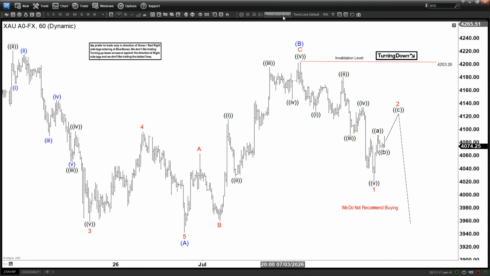Now, by the way, let's say if it rallies from here, you might ask, so how are you going to count this? Very simple. You just count this ABC, W, X, and you count this as another ABC, Y, and then rally higher, okay, in case it breaks higher. All right, so that's the idea for today, guys.